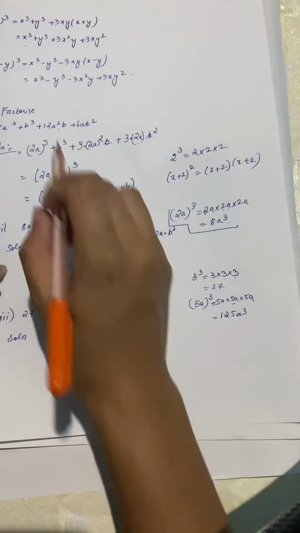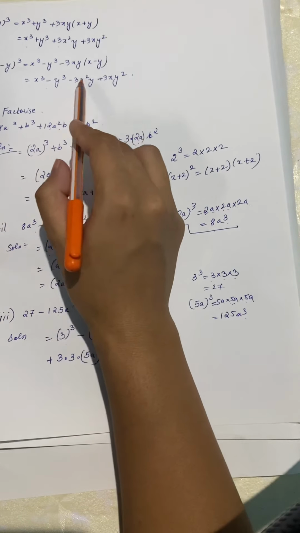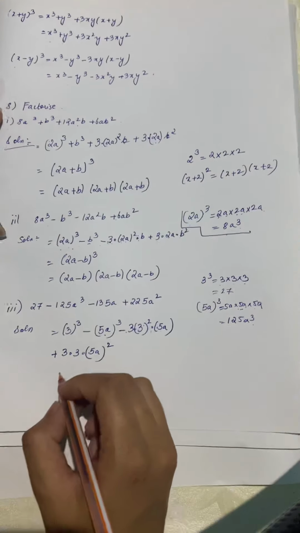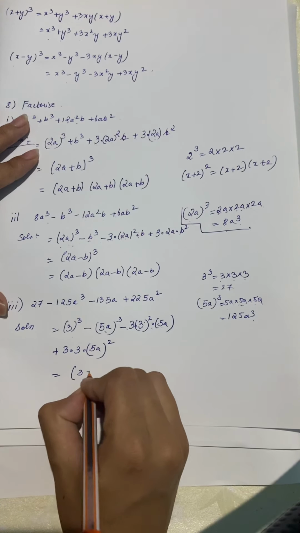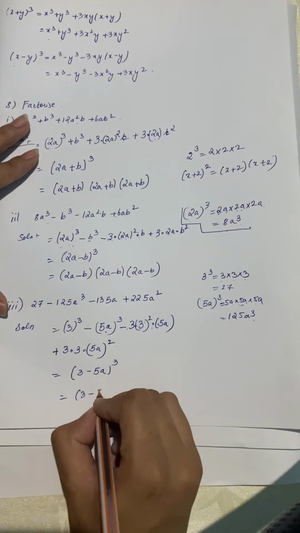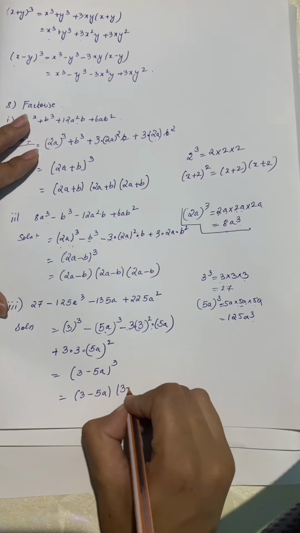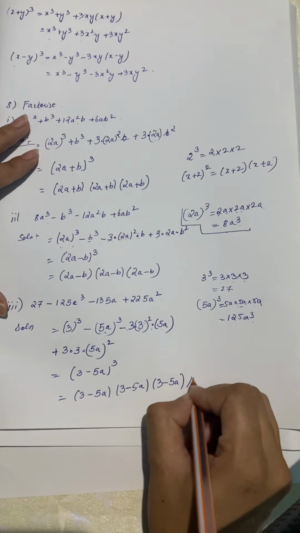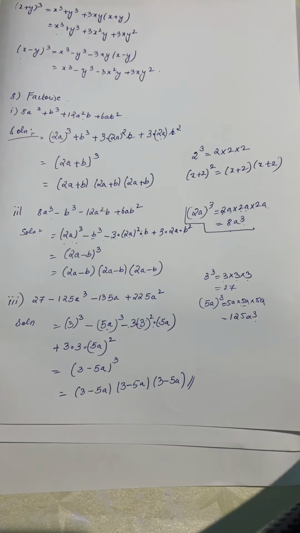Now this given x³ − y³ − 3x²y + 3xy² is equivalent to (x − y)³. That means this must also be equivalent to (3 − 5a)³. So you can write this as (3 − 5a)(3 − 5a)(3 − 5a). Clear with this? Okay, so once we're done with this, we'll go with the next question.